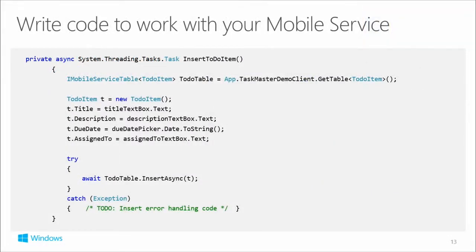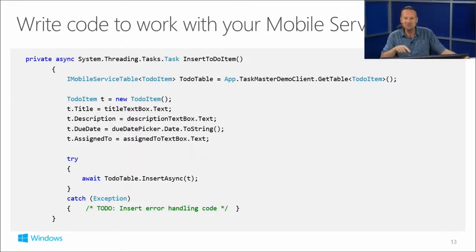And then you just write some code to interact with it. So it gives you a client object. At the top line of this method, where it says IMobileServiceTable<ToDoItem> toDoTable = App.TaskmasterDemoClient. That TaskmasterDemoClient is an object that, when you subscribe to the service, it added to your App class, which is a proxy class you use for interacting with your mobile service up in the cloud. And you can create objects in your own code and then simply insert them into a table. And we're going to do all that in the demo.